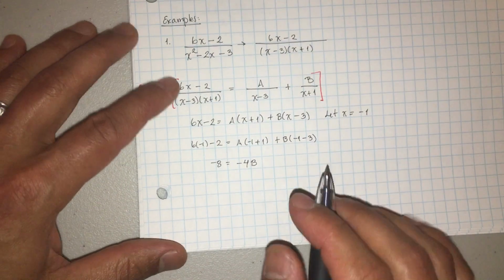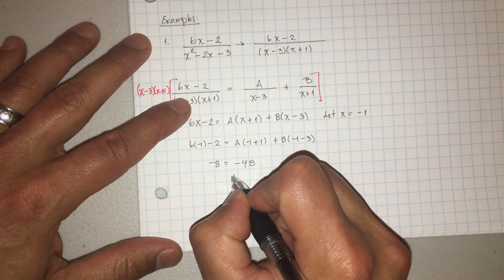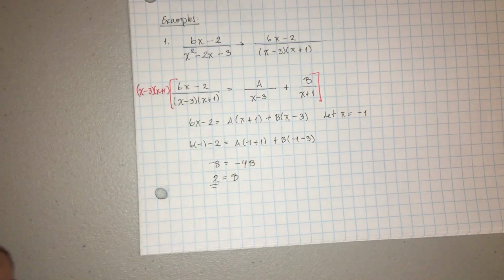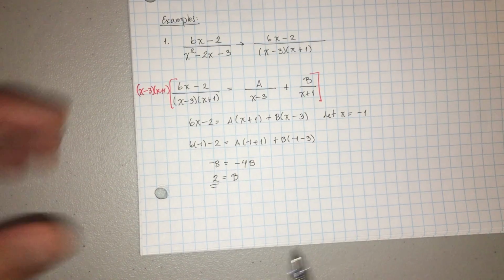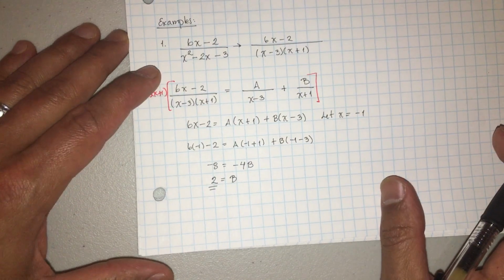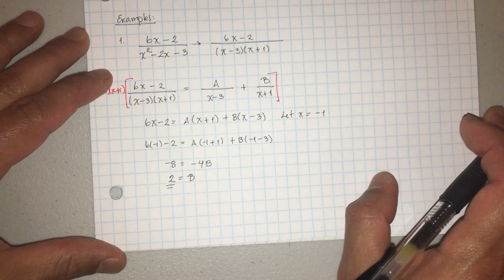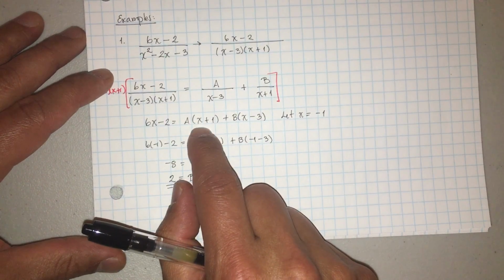And then I can solve it. So when we solve this, we end up B is equal to positive 2. And there it is. Your value for B is 2. Okay, so now we're going to do the exact same thing, but we're going to do it for the value of A.